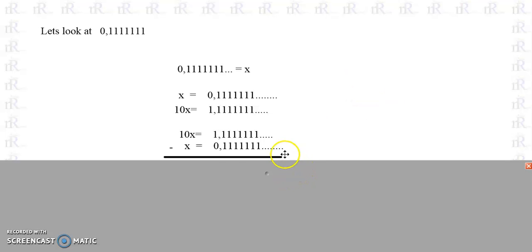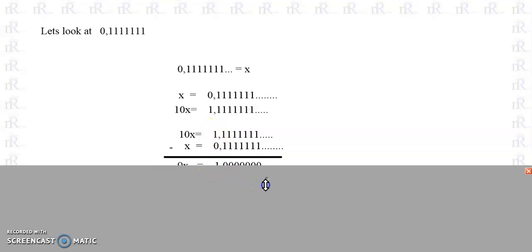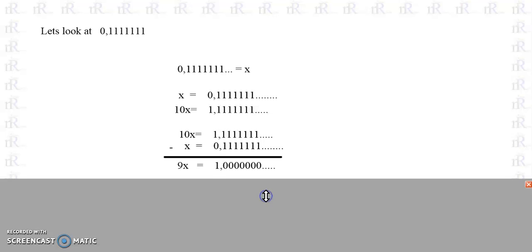So what happens now is we say 10x minus x, this will give me 9x. And then 1,11111111111 minus 0,11111111. 1 minus 1 is 0, 1 minus 1 is 0, and so on, and 1 minus 0 is 1. So then we have 9x is equal to 1,000, and all those zeros are recurring.